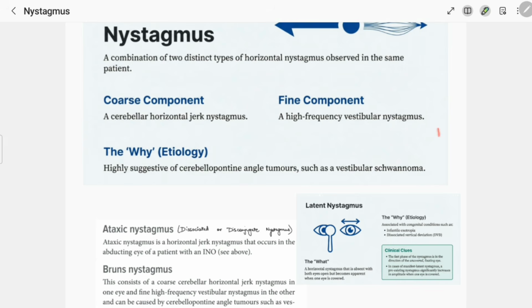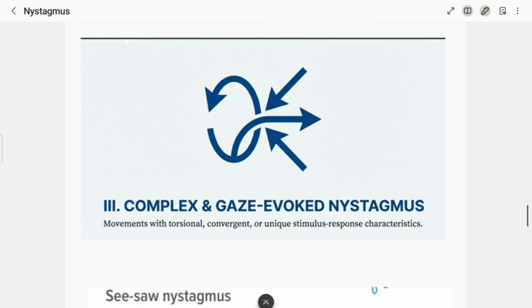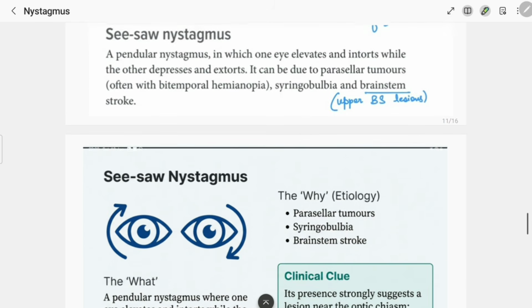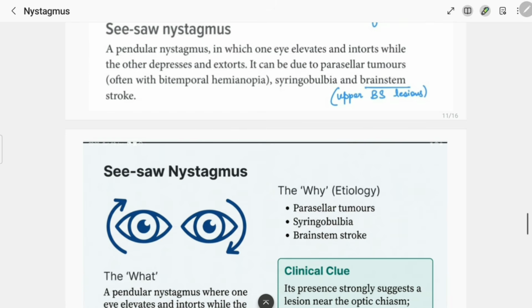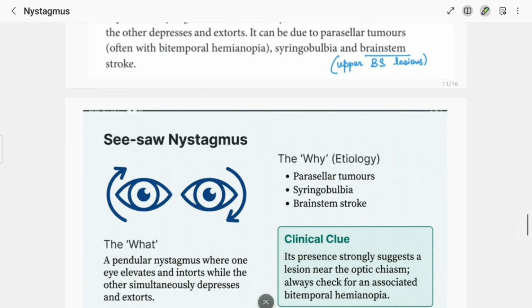We had a periodic alternating nystagmus, the Bruns nystagmus, the ataxic nystagmus, and the latent nystagmus; we had four types of horizontal nystagmus. Now coming to the third clinical category that comprises complex and gaze-evoked nystagmus. The first one is seesaw nystagmus. It is not gaze-evoked, but it is complex.